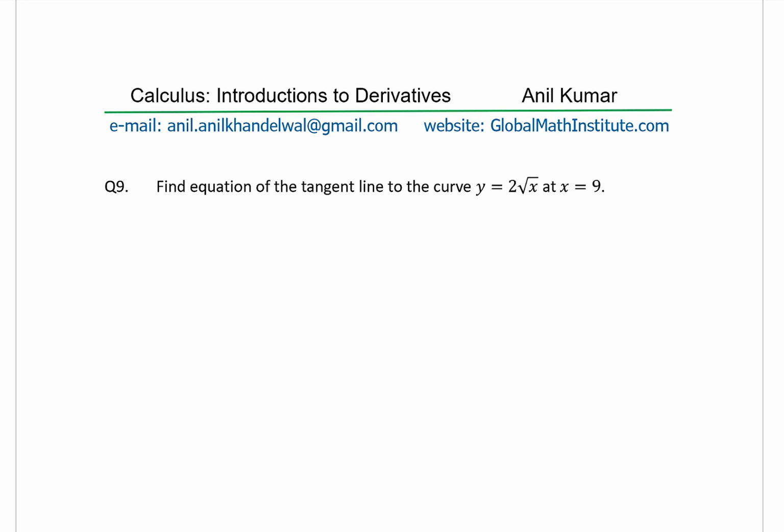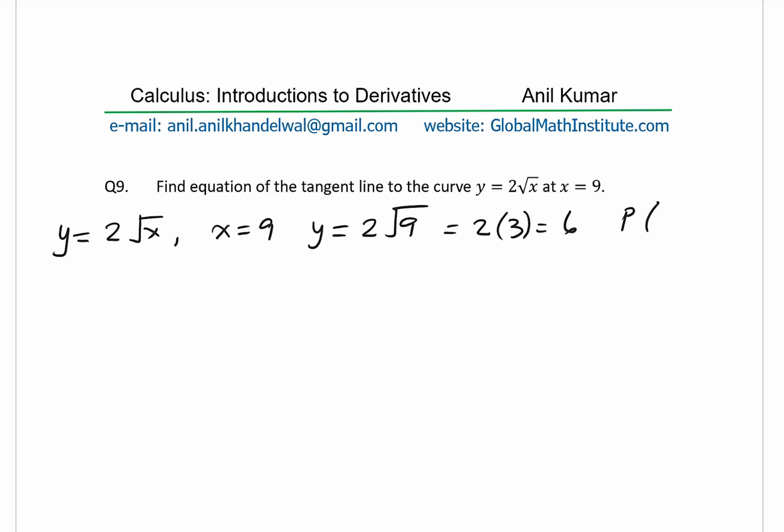Now, second last question here is question number 9, which says, find the equation of the tangent line to the curve y equals 2 square root x at x equals 9. So we're given the function y equals 2 square root of x, and we need to find it at x equals 9. So at x equals 9, what is the y value? We should find this also before we begin all that. So we'll substitute 9 here. So we get 2 times 3, which is 6. So we know the point of our interest is (9, 6).